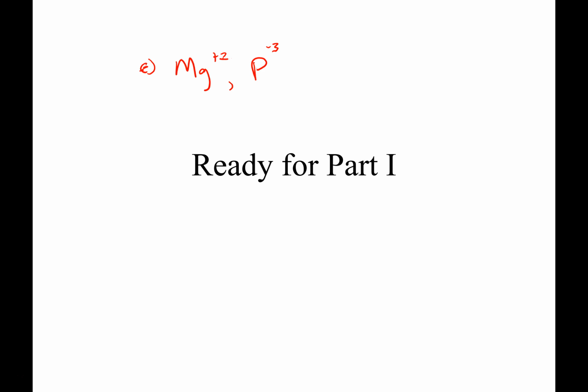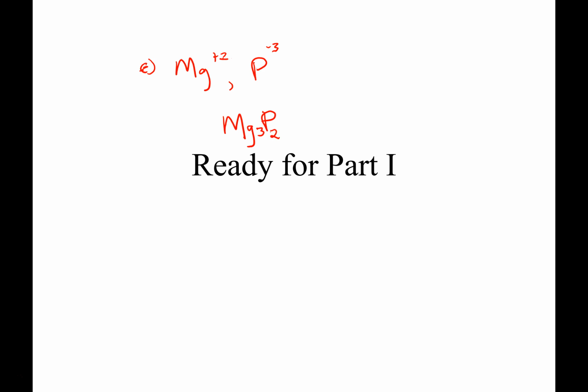If I crisscross, what is the neutral formula going to look like? How many Mg's do I need? 3. Very good. Now don't forget to make that a subscript. So next to this, you're going to put Mg3. How many phosphoruses do I need? 2. Make it a subscript. Perfect.